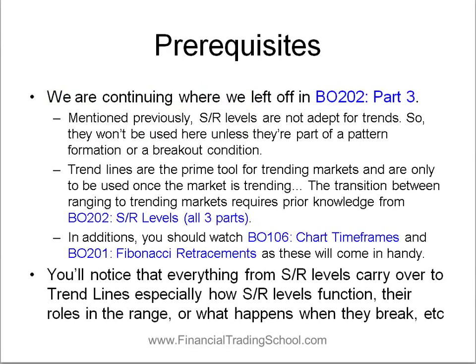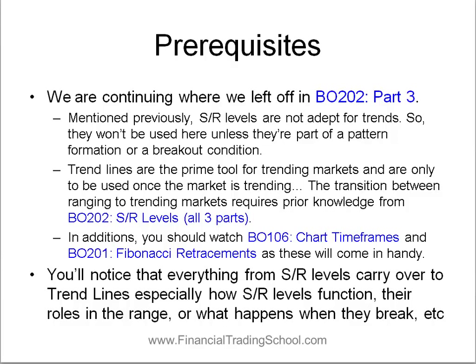So basically at this point, we are continuing where we left off in BO202 Part 3, and as I mentioned in that video, SR levels aren't adept for trends, which is why I was struggling in that video to show you guys how to use it. Although you can use it if price breaks support, it goes down. As it comes back up, it will be used as resistance later on. So in that sense, you can still use support resistance levels, and they are universal, but they're not adept for trends. So they won't be used here unless they're part of a pattern formation or a breakout condition. Otherwise, in all of the parts in trend lines, I intend to only use the trend line drawing tool.